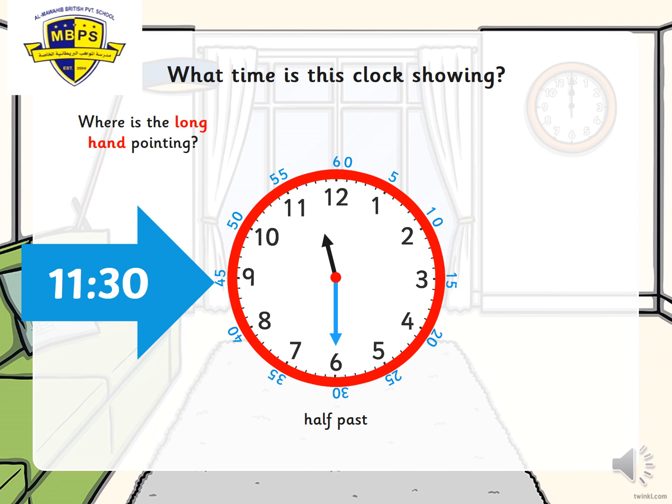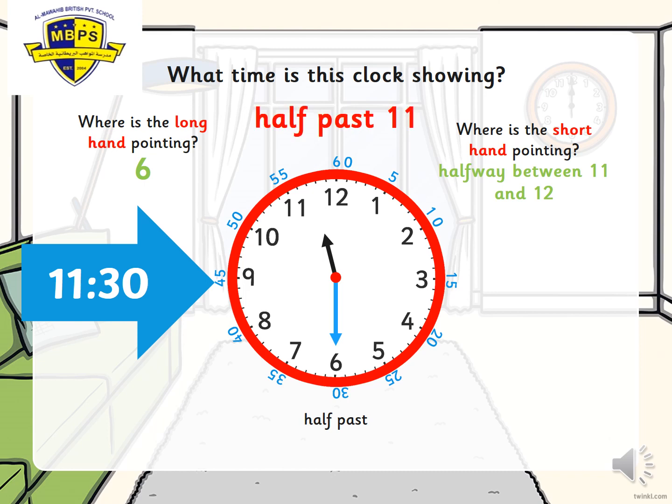Now let me ask you again. Where is the long hand pointing? Who can tell me? Very good. It points to 6. And where is the short hand pointing? Well done. It's halfway, or in the middle, between 11 and 12. Now, how can I tell the time here? It's 11:30. Why is it 11:30?